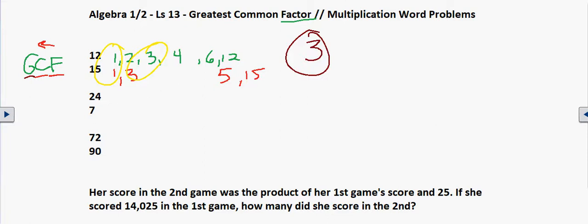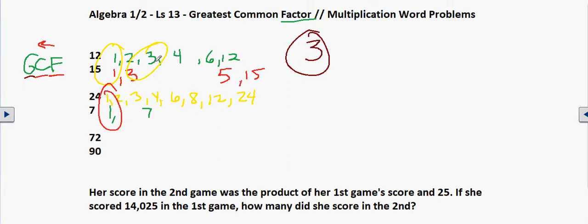First, you list your factors. 24 will be a lot of them. 1, 2, 3, 4, 6, 8, 12, and 24. What about 7? Easy. 1 and itself. Any others? Nope. 7 is a prime number, which means we'll have a very limited list. The only common factor is going to be 1.